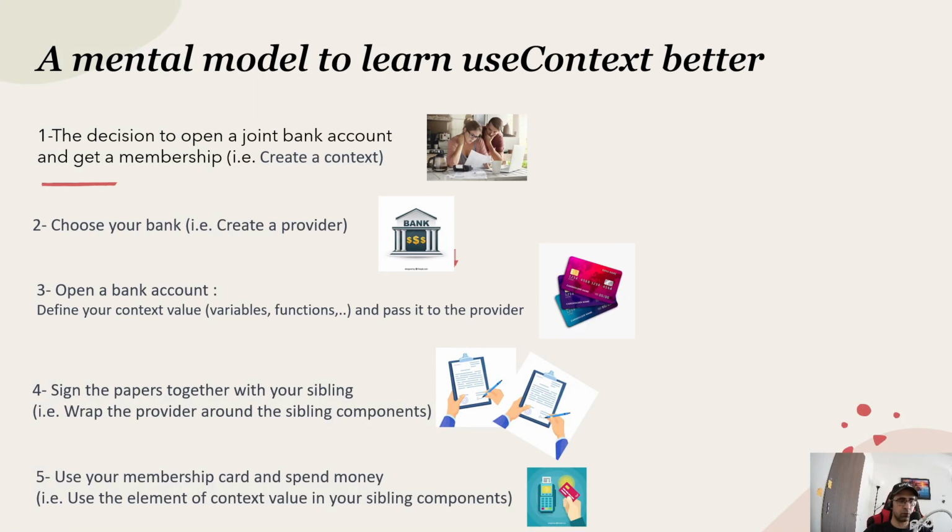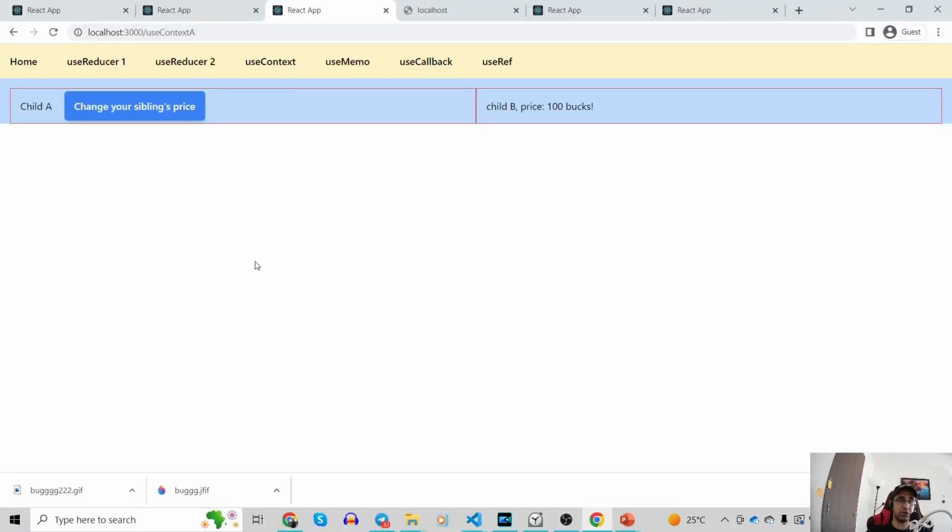In step number 4, we figuratively convinced the sibling components to sign a contract with the bank, or to have access to the variables and the functions that were provided by the provider. In step 5, we imported the membership card from the context and provided it to every single sibling component. In other words, the sibling components were able to have access to the context value, which came from the context. And this is how you can use useContext and save yourself the trouble of prop drilling.